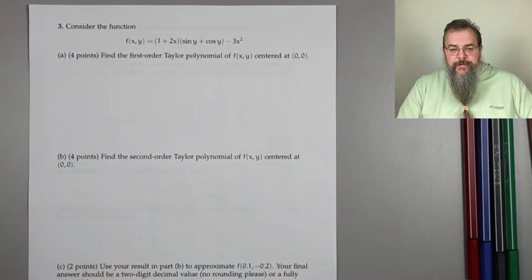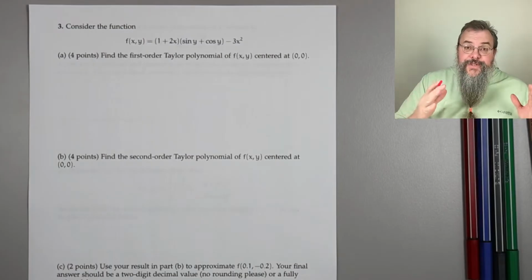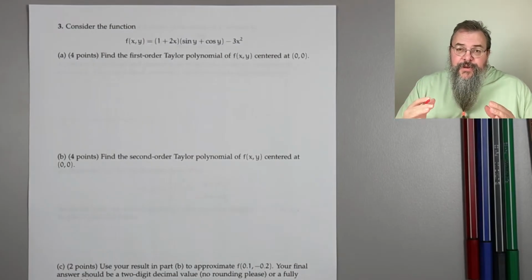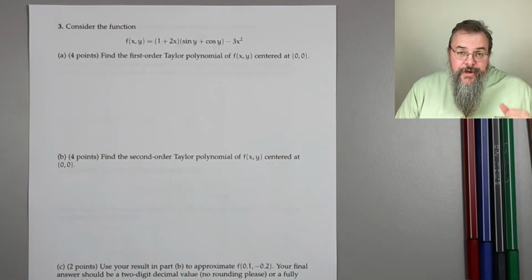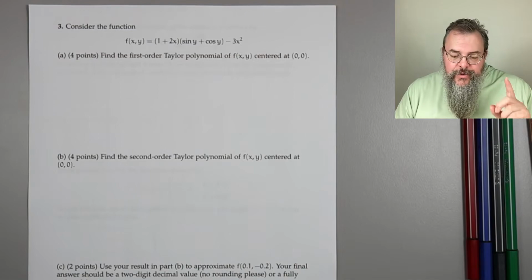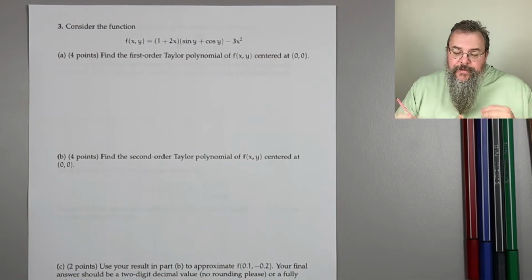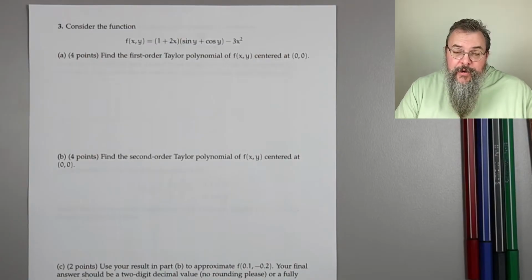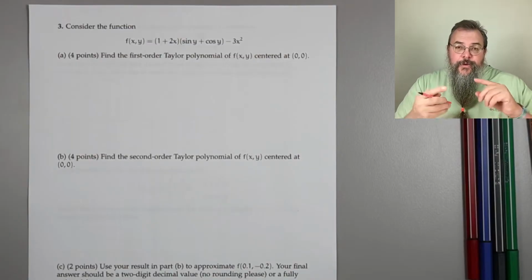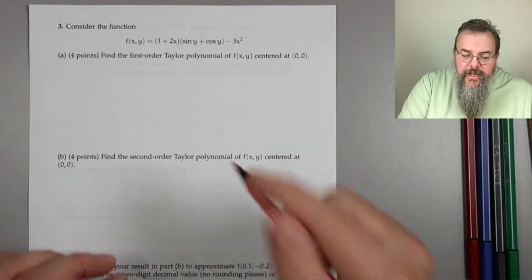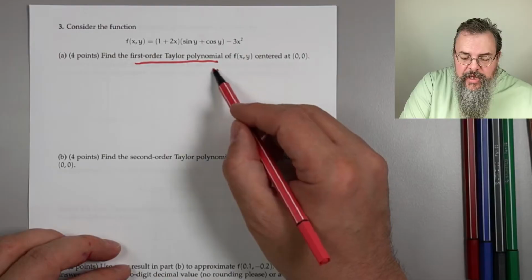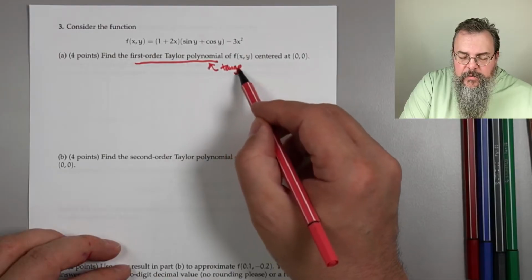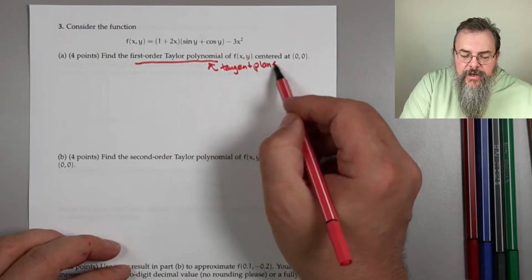Consider the function f of x, y is (1 plus 2x) times (sine y plus cosine y) minus 3x squared. Okay, part A. Find the first order Taylor polynomial of f of x, y centered at 0, 0. Okay, so if we're doing first order Taylor polynomial, we need to know a couple things. And by the way, first order Taylor polynomial, this is just another way of saying tangent plane. So if you're not like, what is that? Oh, tangent plane? Yeah, we can do that.